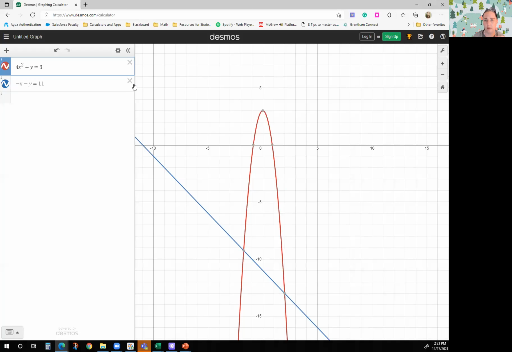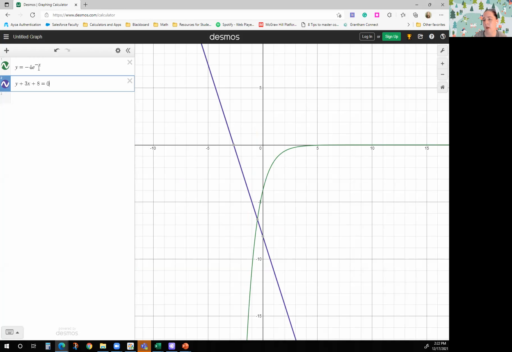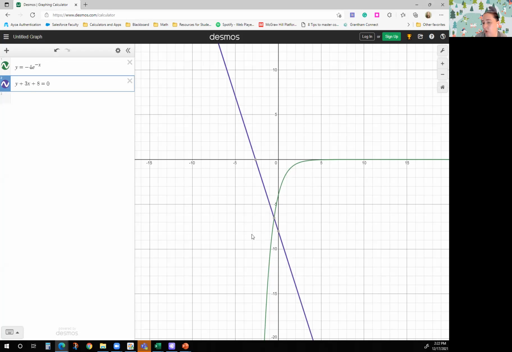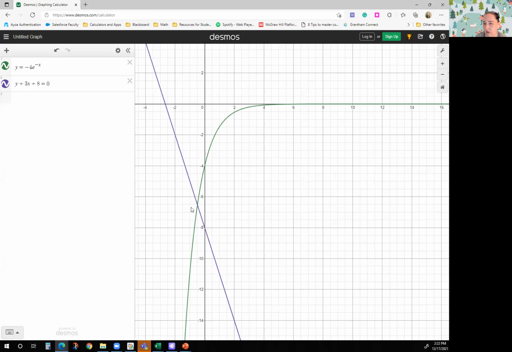So I'm going to pull up Desmos. Our first equation was y equals negative 4e to the negative x. Our second one was y plus 3x plus 8 equals 0. And this intersects in only one location here. As you can see, we've got a line, so it's only going to go through this once, because this basically doesn't have any dips or anything. So our intersection point is right here.